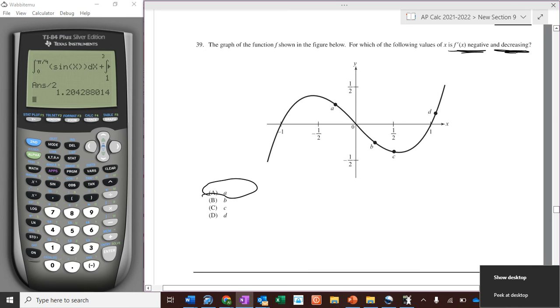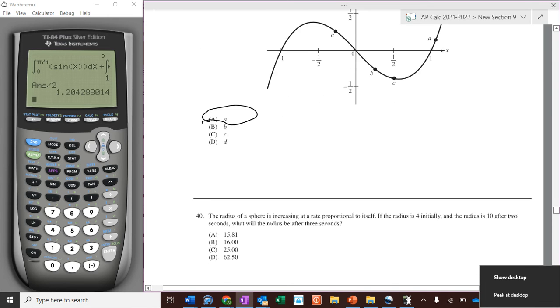All right. Okay. So, where's the first derivative negative and it's increasing? B, because it's on the negative slope, but it's concave up. And D would be increasing, increasing. Where's the, or positive and increasing?